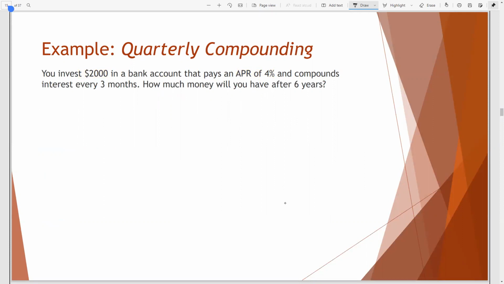Similar thing for quarterly compounding. You can pause the video and try to practice with that. To list out all the information, we have a 2,000 investment that pays an APR of 4%, compounded every 3 months, which is quarterly, and how much do you get after 6 years? All right, so try that now. You can pause the video and try that now.